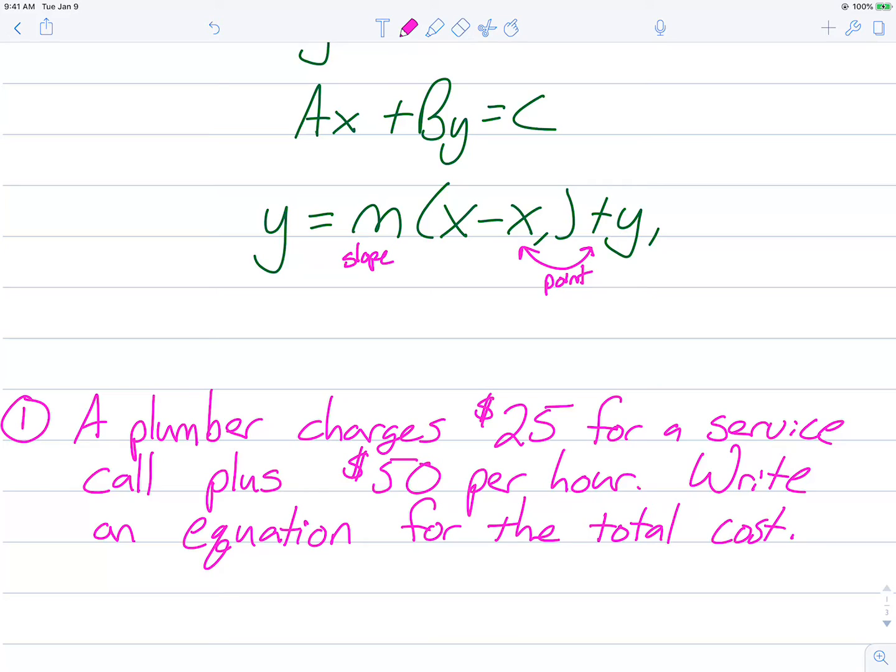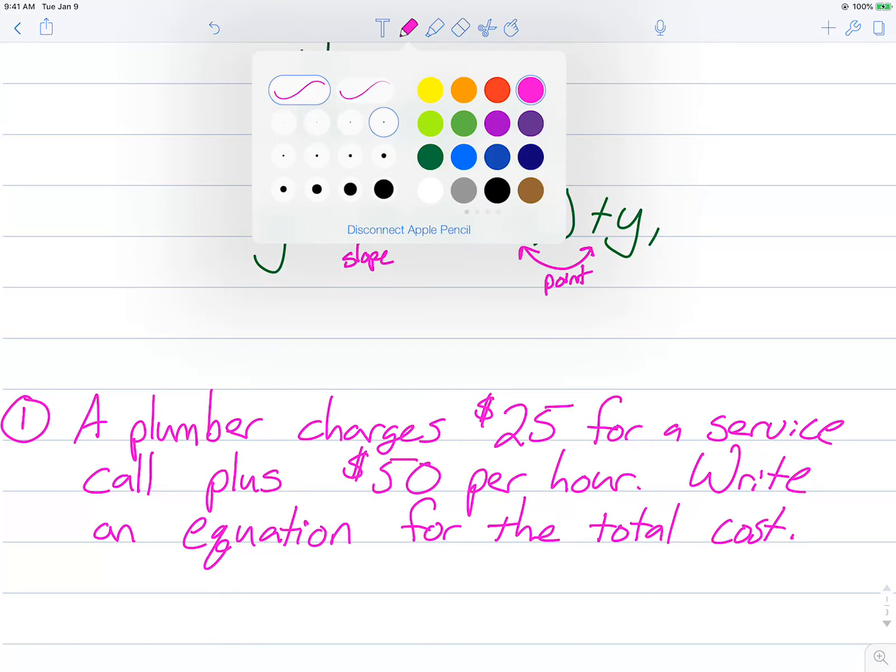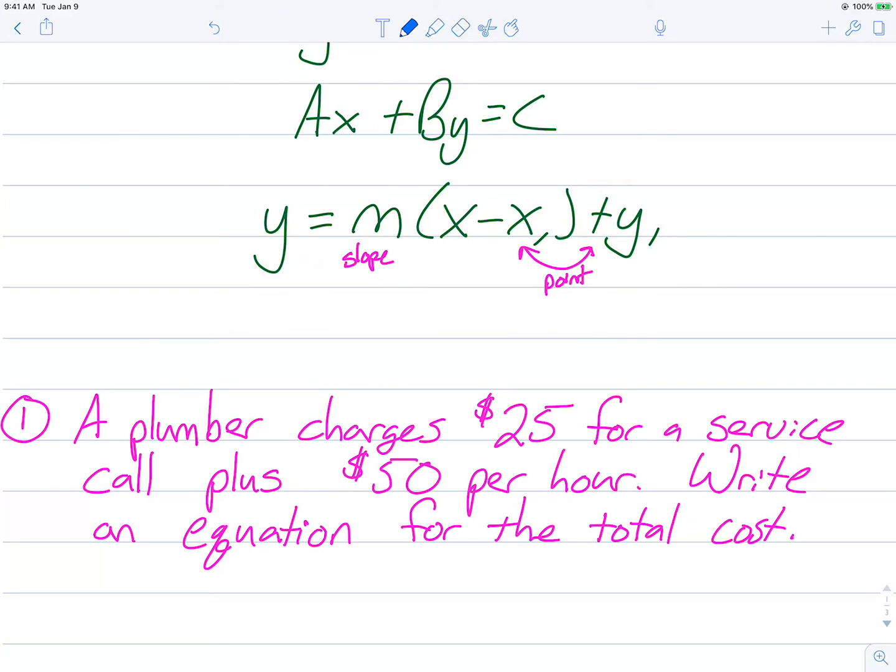Number 1, a plumber charges $25 for a service call plus $50 per hour. Write an equation for the total cost. So if we first think about what we know, we have this $25. They charge $25 for a service call. That is a one-time fee. That's going to be the B, the beginning cost.